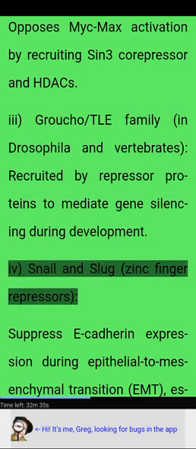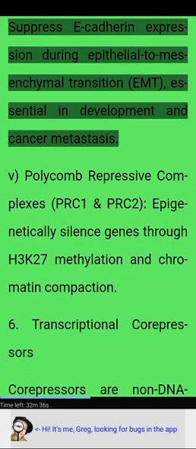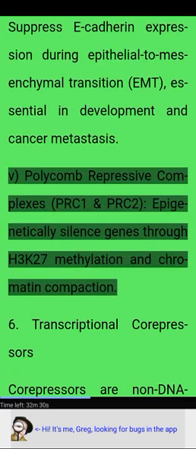Snail and Slug, zinc finger repressors. Suppress E-cadherin expression during epithelial to mesenchymal transition, EMT, essential in development and cancer metastasis. Polycomb repressive complexes, PRC1 and PRC2, epigenetically silence genes through H3K27 methylation and chromatin compaction.